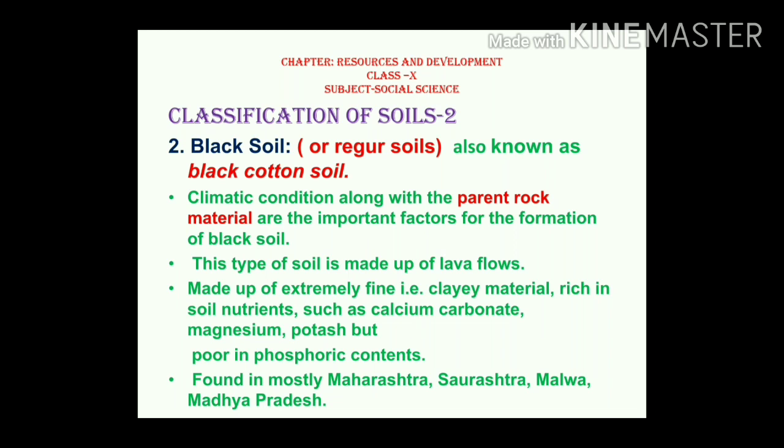Now, two conditions. Number one, the climatic condition of a particular area, and the parent rock material which led to the formation of black soil. This type of soil is made of lava flows. We know that through the lava, which is basically dark gray or black in color, the formation of black soil has taken place. This is made of extremely fine, that is clayey material, rich in soil nutrients such as, please underline in your book, calcium, carbonate, magnesium, potash, but poor in phosphoric content.